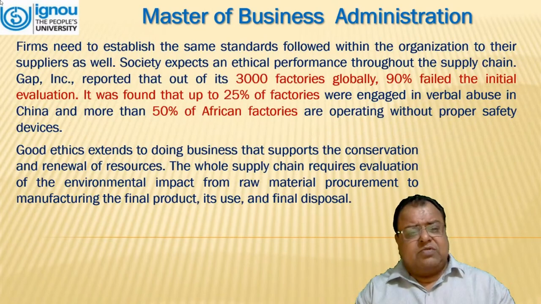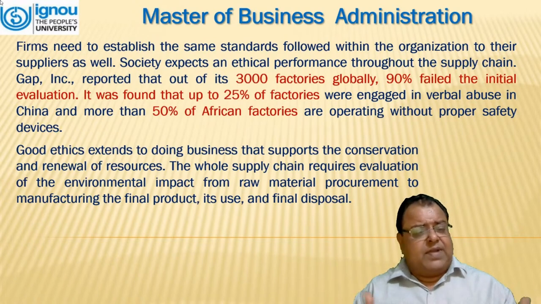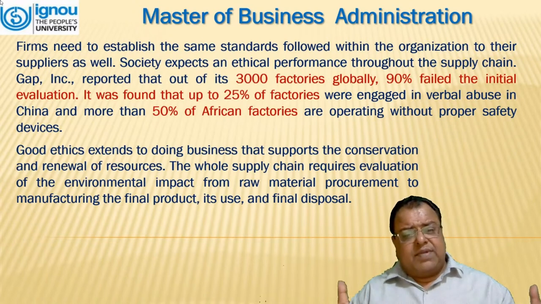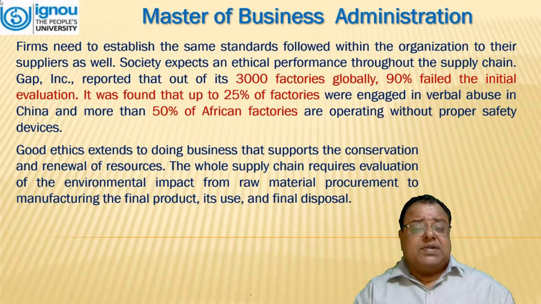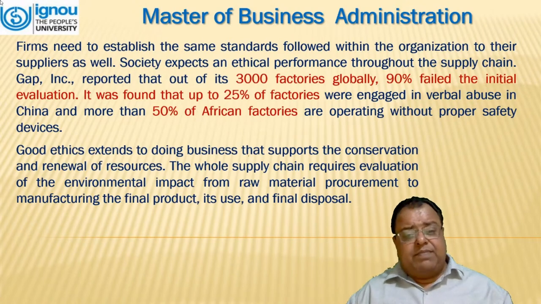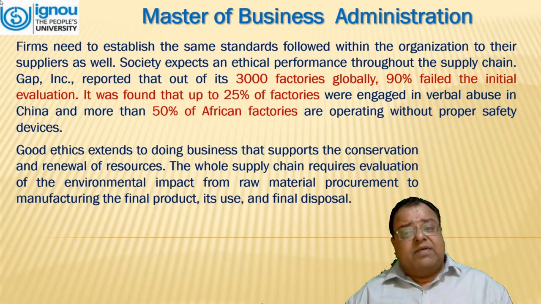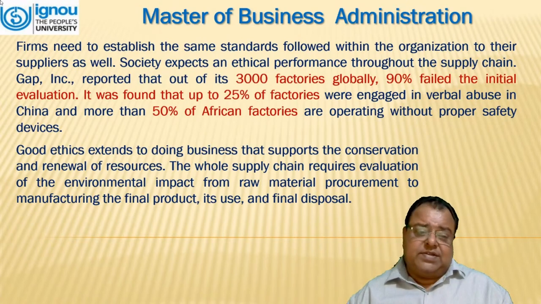Firms need to establish the same standard followed within the organization for the supplier as well. Society expects ethical performance throughout the supply chain. Gap Ancillaries reported that out of its 3,000 factories globally, 90% failed the initial evaluation. It was found that 25% of the factories were engaged in verbal abuse in China, and more than 50% of African factories are operating without proper safety devices.